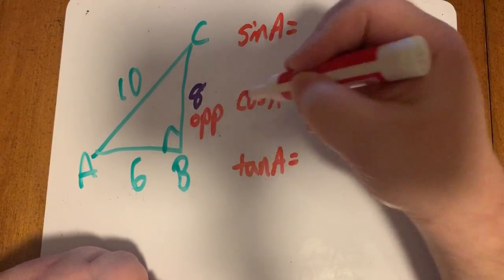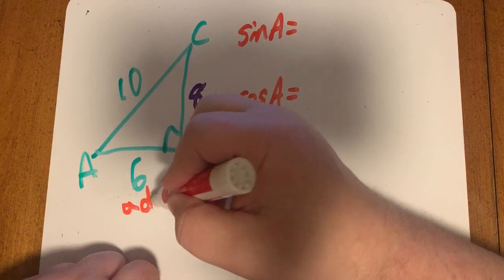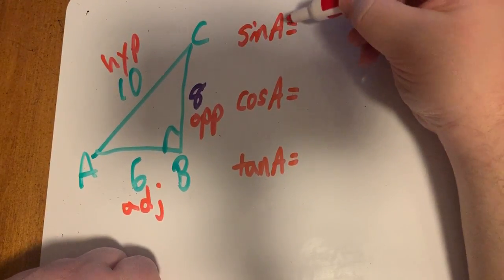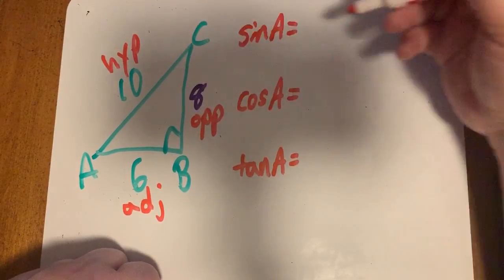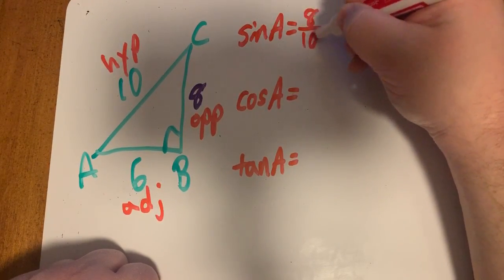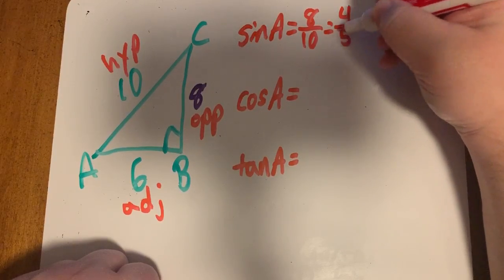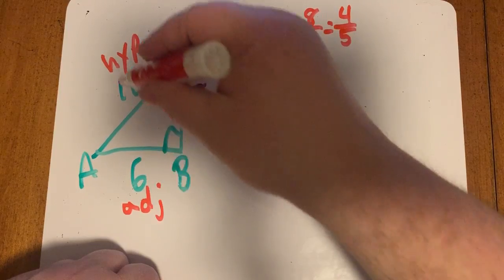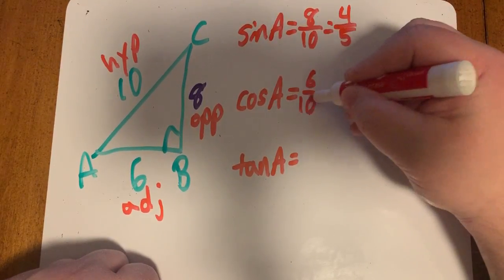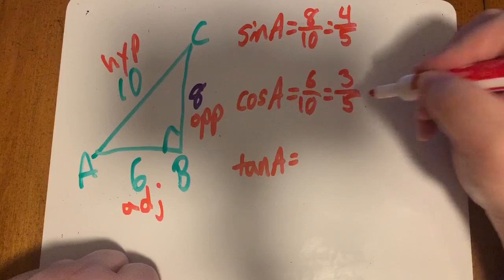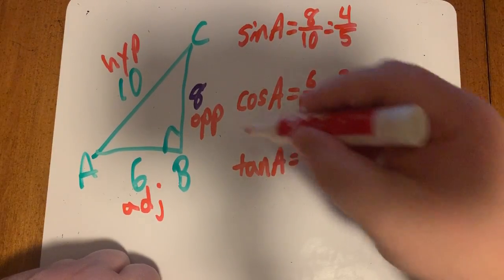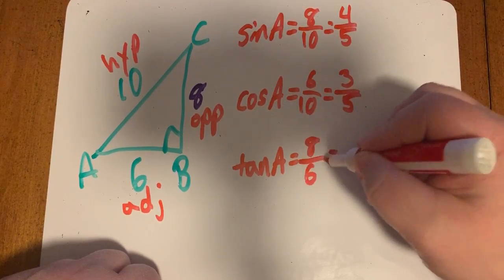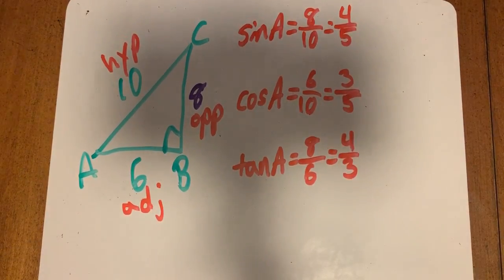So that's opposite from A. This 6 is adjacent to A, and this 10 is the hypotenuse. So sine of A is opposite over hypotenuse, 8 over 10, which is 4/5. Cosine of A is adjacent over hypotenuse, 6 over 10, is 3/5. And tangent of A is opposite over adjacent, 8 over 6, so 4/3.